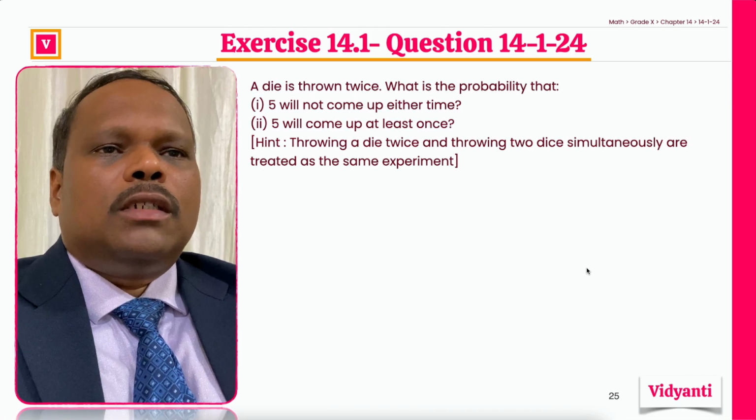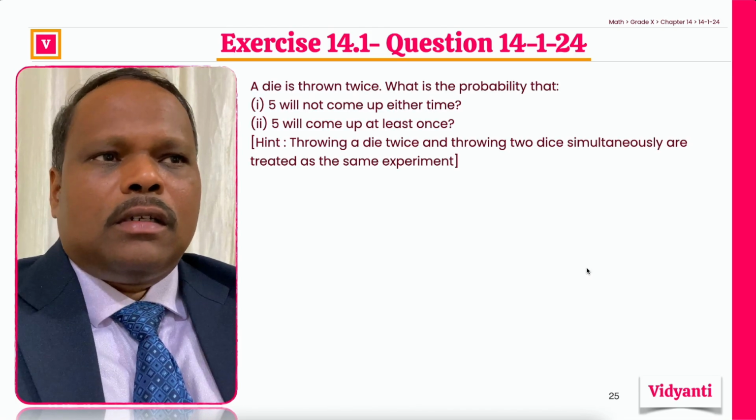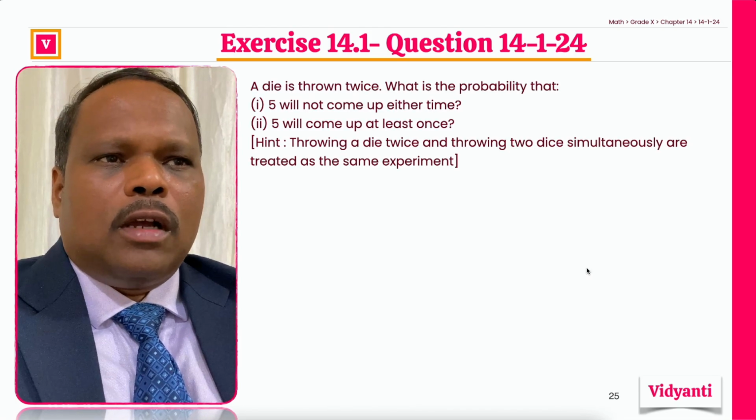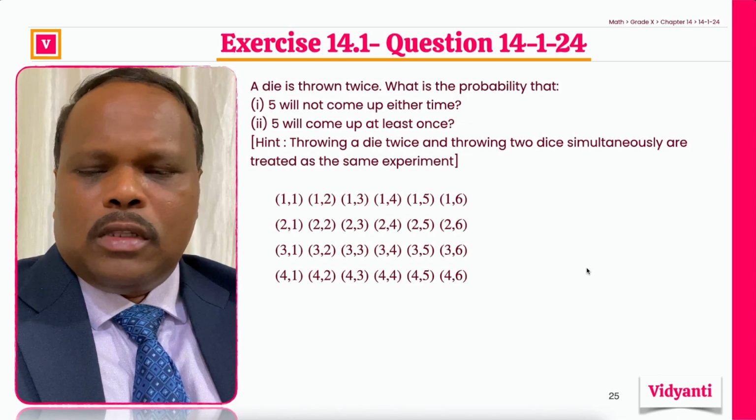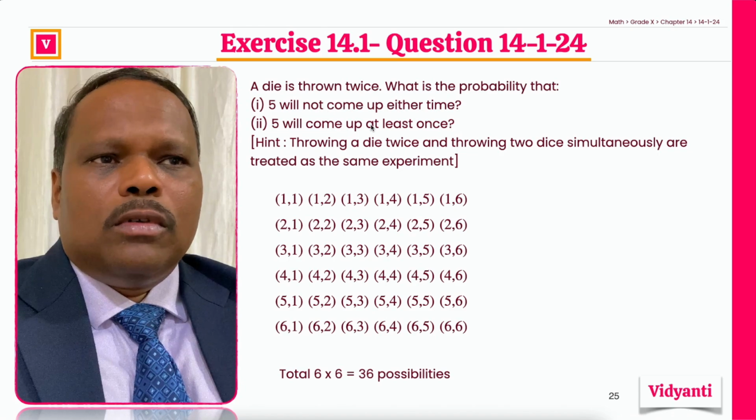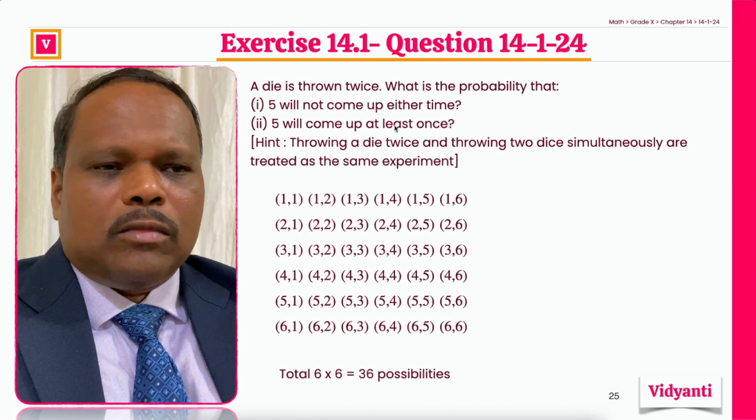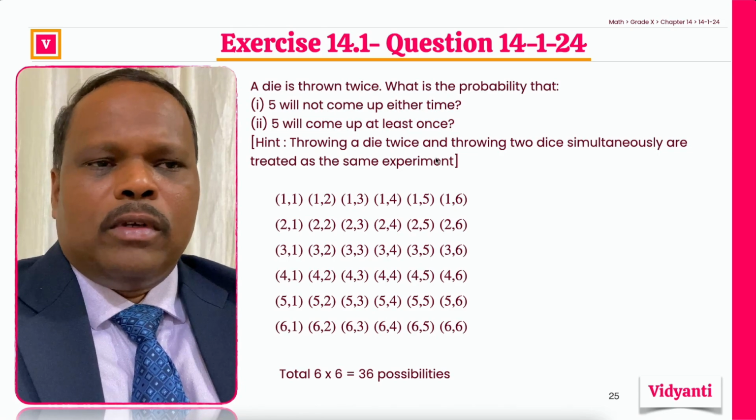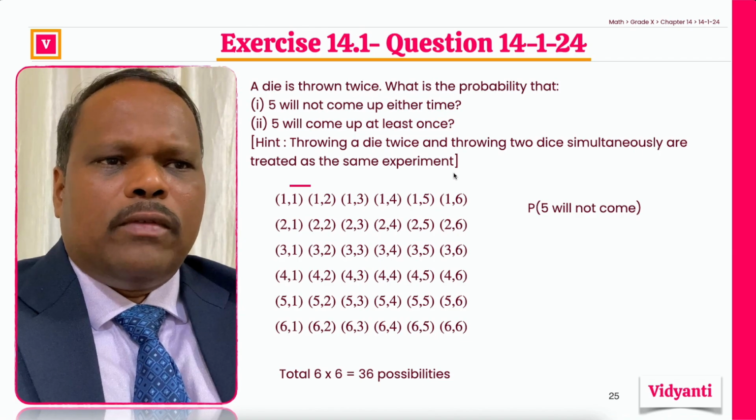Let's go to the next question. A die is thrown twice. What is the probability that 5 will not come in either time? So again, you have these 36 possibilities. We want 5 will not come in either time. So we absolutely hate 5. So how many ways will 5 not come?